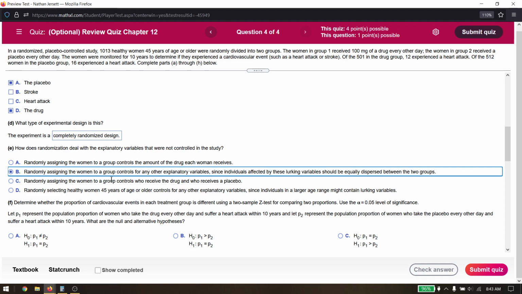Randomly assigning a woman to the control group receives a drug and who receives a placebo? No, it's random who receives a drug and who receives a placebo. And then randomly selecting healthy women 45 years of age or older, as individuals in a larger age range might contain lurking variables. No, the larger age range is contained within that. So 45 years of age or older should contain all the ages 45 years or older. So B is the one we want there.